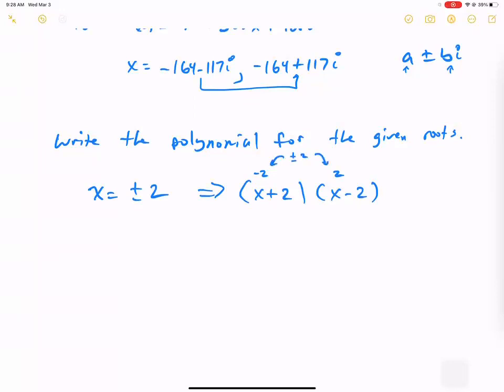And then you would have to manually multiply these together. x times x is x squared. x times negative 2 is negative 2x. 2 times x is 2x. 2 times negative 2 is negative 4, right? x squared, negative 2x plus 2x, and then negative 4. These two cancel out, so we have x squared minus 4, and that's our original polynomial.